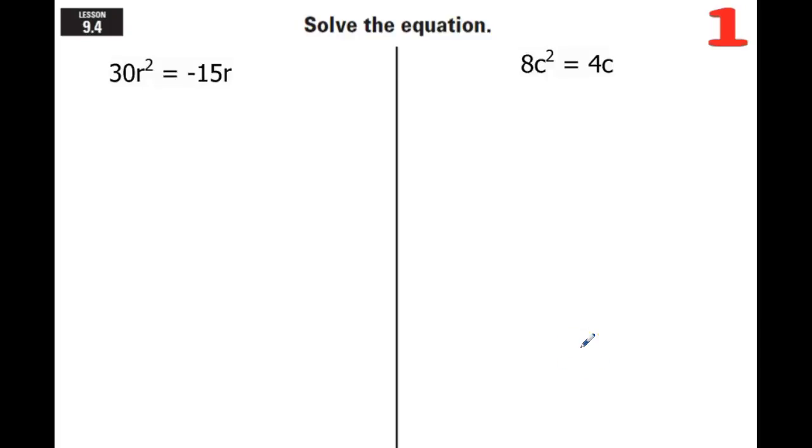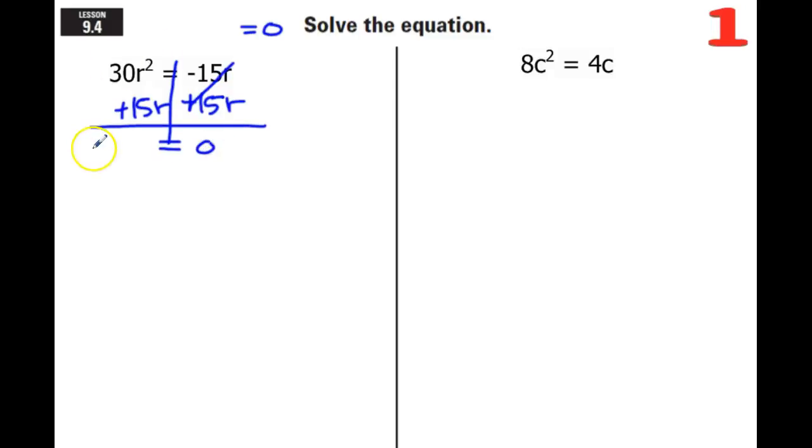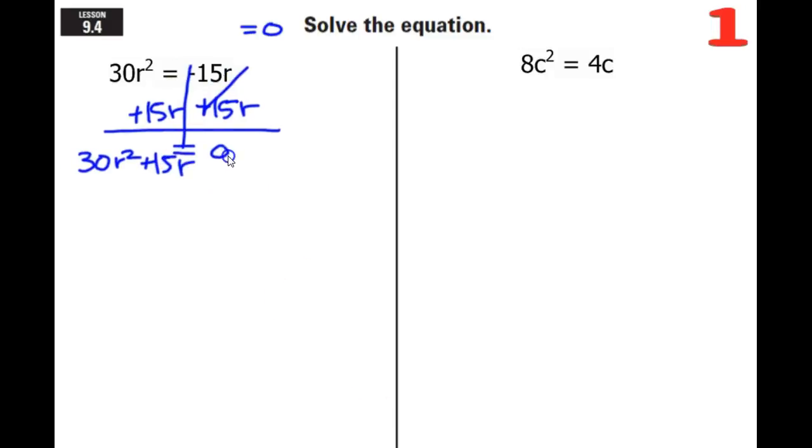Good morning. Today we are reviewing 9.4 to 9.6. So first we did 9.4, which is factoring, which is two terms. And remember, we need it equal to 0, so if it's not equal to 0, move whatever's over here to the other side. So I'm going to add 15r. So those eliminate, and I have 30r squared plus 15r equal to 0.